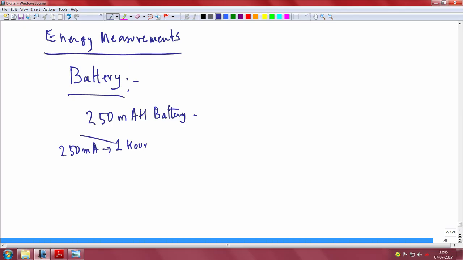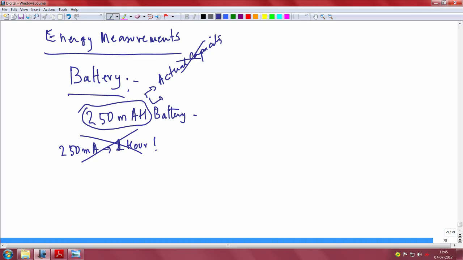The answer is no, that is incorrect, okay. This is incorrect, it never works like that. It is definitely less than an hour, and so do not go by the fact that something is stamped on the battery. First of all, this is not the actual capacity, this is what is known as the nominal capacity.